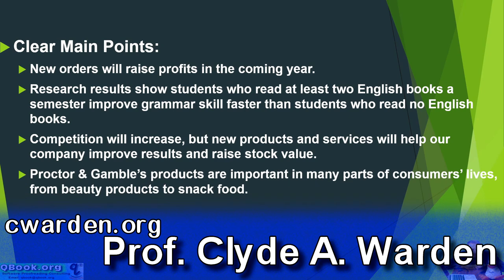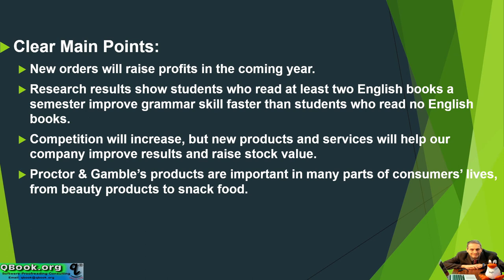Here's another company example. Procter & Gamble's products are important in many parts of consumers' lives, from beauty products to snack food. So of course here we're talking about our company or maybe another company, and we say that in this presentation I'm going to talk about how important it is to our consumers, and I'm going to present beauty products all the way to snack food. So I'm going to have a range of products I'm going to talk about. Right here you can see my presentation is going to be about this range of products. So that makes it very easy for the audience to follow.